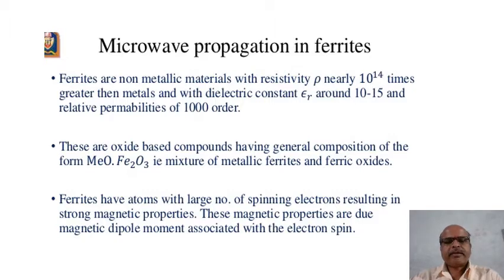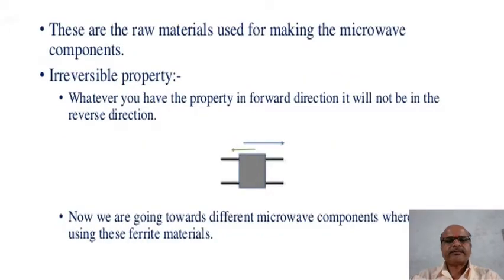These are oxide based compounds. Ferrites are oxide based compounds having the general composition of the form MEO, Fe2O3, that is a mixture of metallic ferrite and ferric oxides. Ferrites have atoms with a large number of spinning electrons, resulting in strong magnetic properties. These magnetic properties are due to the magnetic dipole moment associated with electron spin. So ferrite is a raw material used for making micro components, and it has an irreversible property.